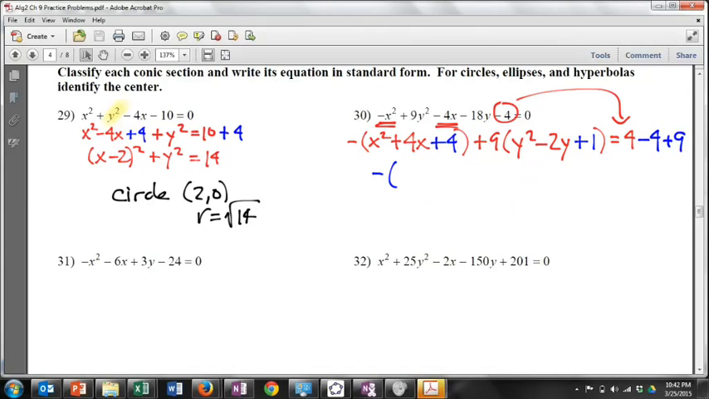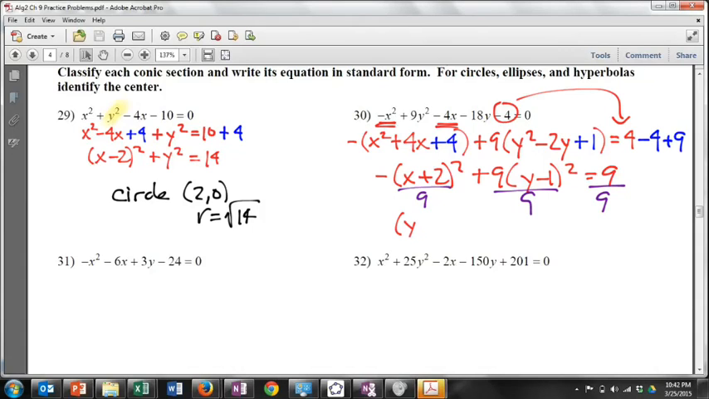So I have negative x plus 2 squared plus 9 times y minus 1 squared. All of that's equal to 9. I'm going to divide everything here by 9. And I'm going to rearrange it with some commutative stuff here. So I get y minus 1 quantity squared minus x plus 2 quantity squared over 9 is equal to 1. That's my ellipse equation.